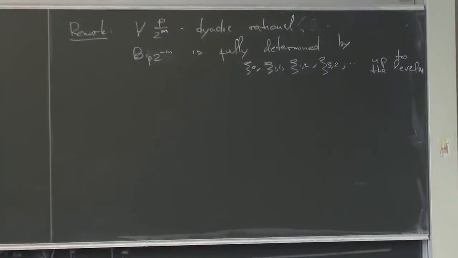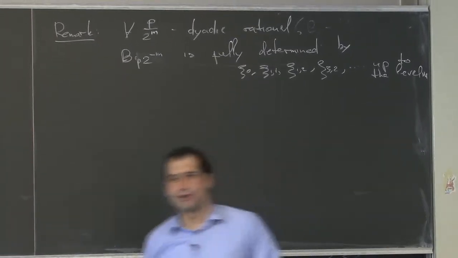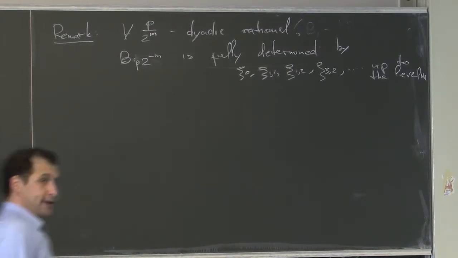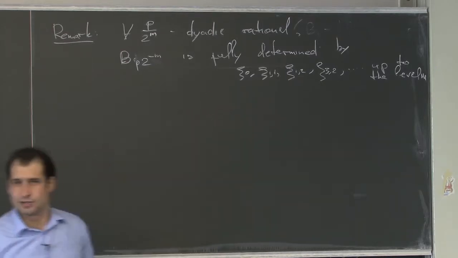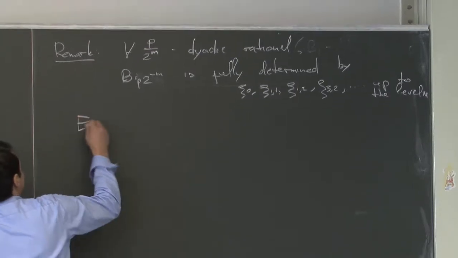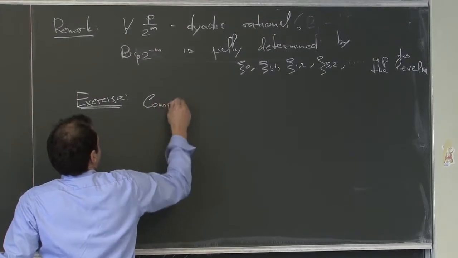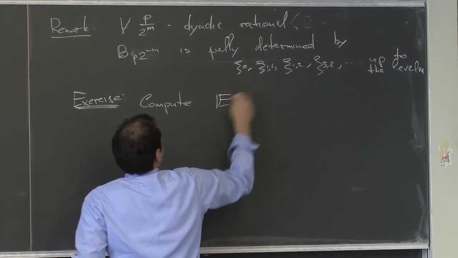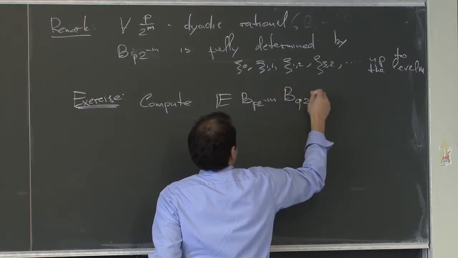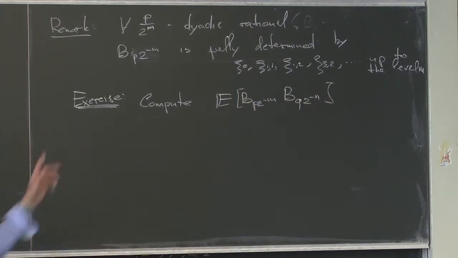In particular, if you just do not know anything about analysis like Fourier, calculus, etc., you can compute covariances on the edge rationals just by simple combinatorial arguments. So, exercise: compute this covariance using this definition.